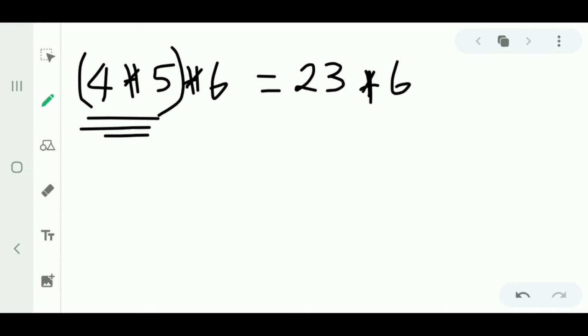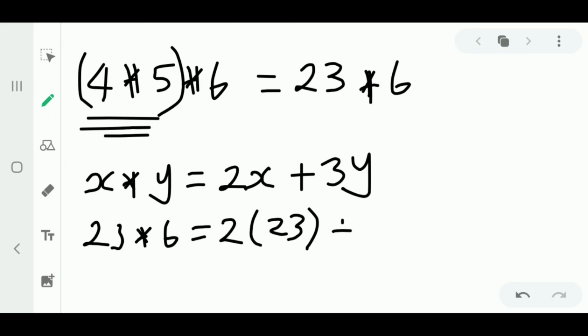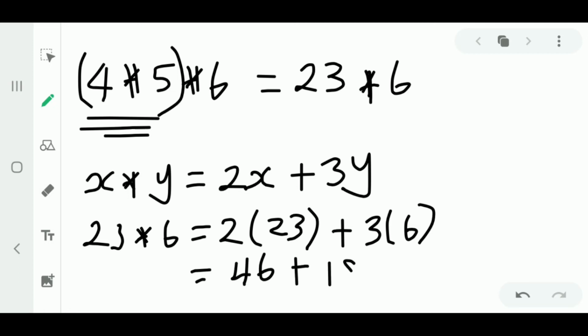Now remember we had x star y equal 2x plus 3y. So now what we're going to do is put the 23 star 6 like this. That means x is 23 and y is 6. So all we're going to do now is substitute x for 23 and y for 6. So that's 46 plus 18, which gives you 64.